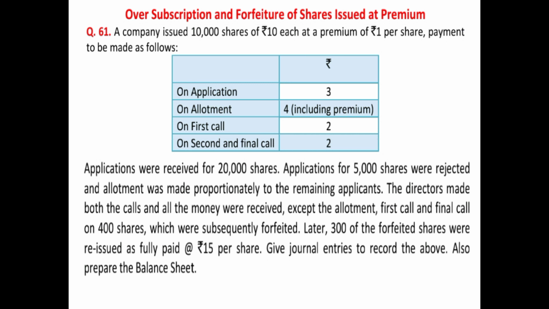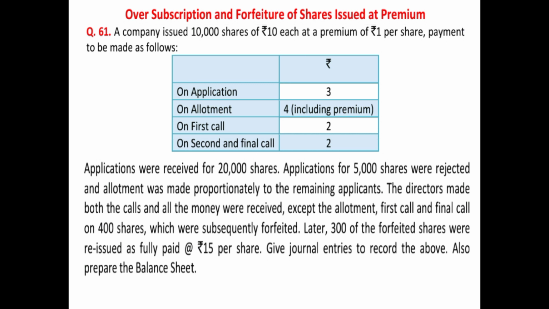Payment to be made as follows: on application 3, on allotment 4 including premium, on first call 2 and on second and final call 2. That makes 11. Applications were received for 20,000 shares. That means this is the case of oversubscription. Applications for 5,000 shares were rejected and allotment was made proportionately to the remaining applicants. That means out of 20,000 shares, 5,000 shares were completely rejected and the remaining, those who have applied for 15,000 shares, were allotted 10,000 shares. That means the pro rata category.